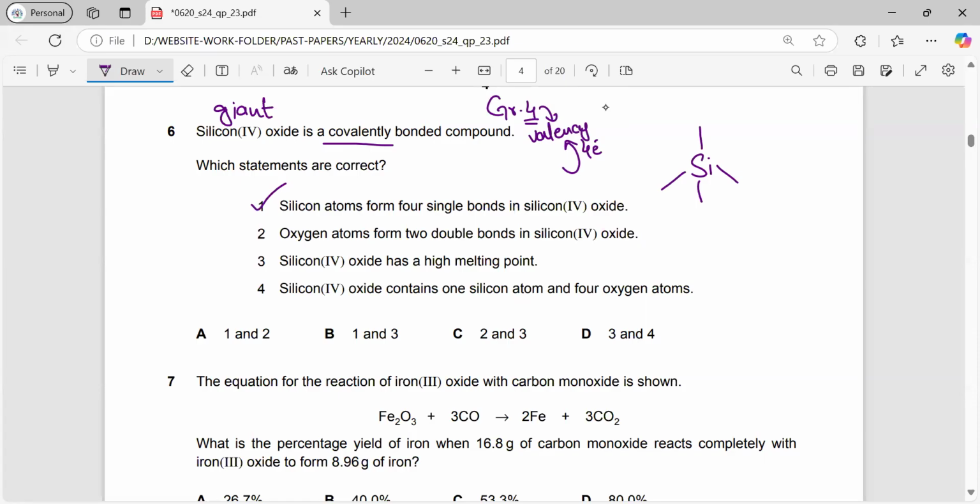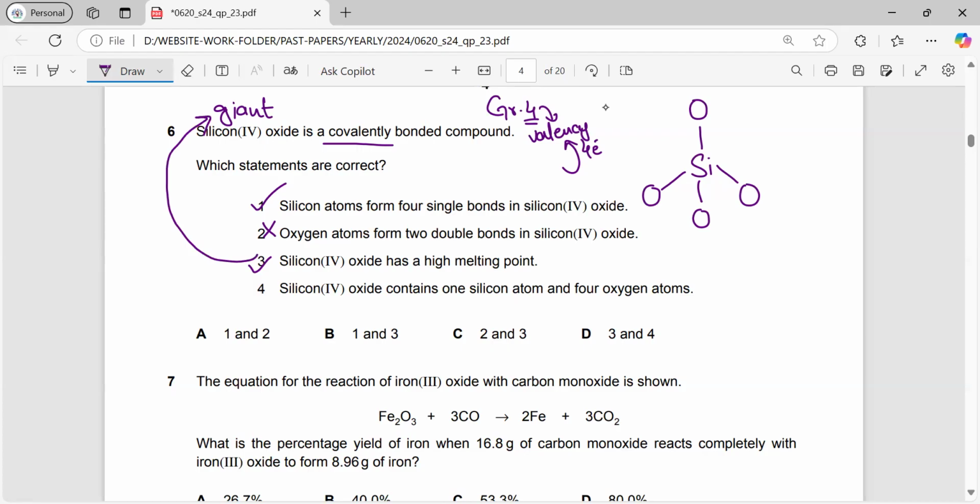Statement 2, oxygen atoms form 2 double bonds in silicon oxide. No, oxygen does not form a double bond because in silicon oxide, over here, silicon is combined with 4 oxygen atoms like this in the formula. Silicon oxide has a high melting point. That's correct because, as I said, silicon oxide is a giant structure just like diamond, its melting point is also very high.